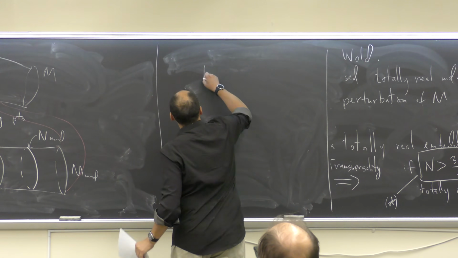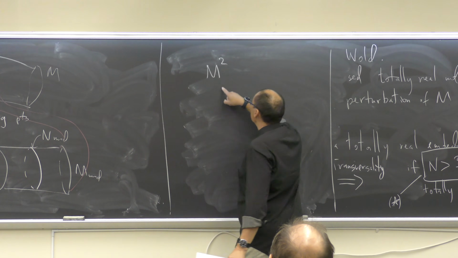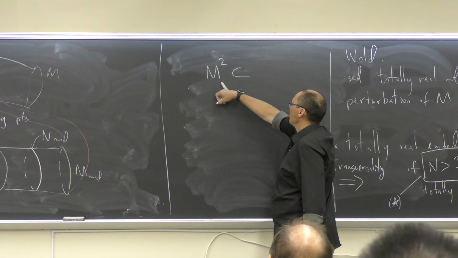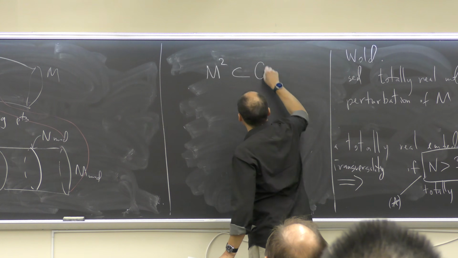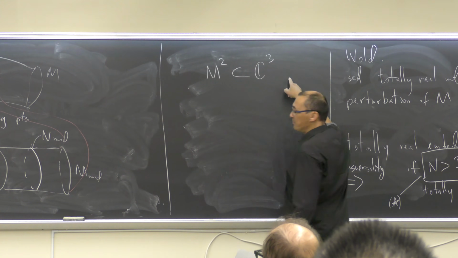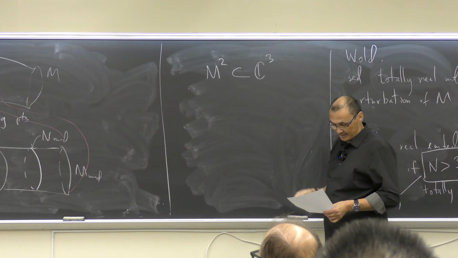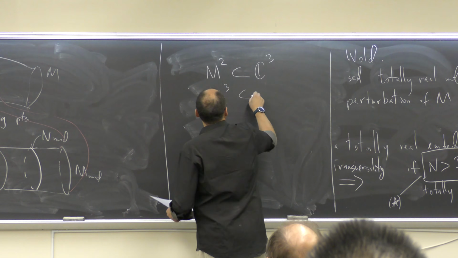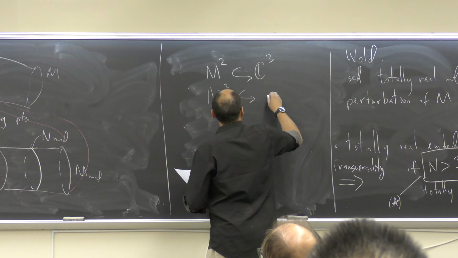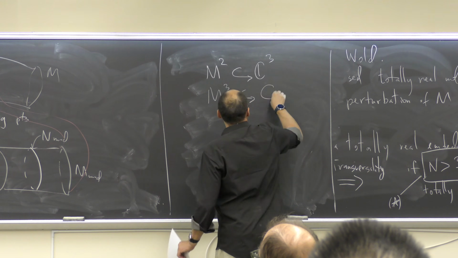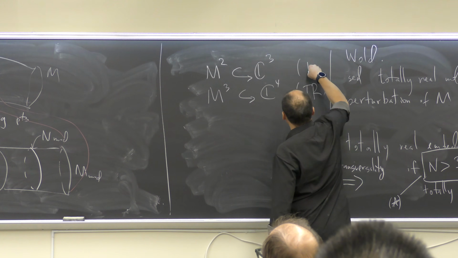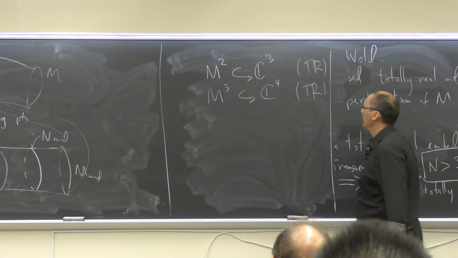So we looked at M2, and we said that this cannot be polynomially convex in C2, but this works in C3, and this is the optimal result. You cannot do better than this. And then M3 you can embed into C4, and this is through totally real embedding. So this is also through totally real.